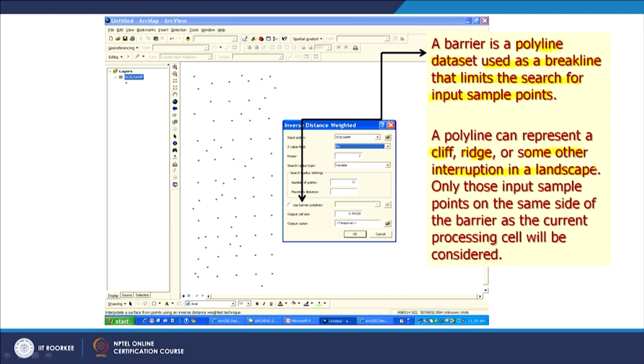Even a stream, in the case of groundwater or surface water, can be considered as a break line, and only those point samples on the same side of the barrier as the current processing cell will be considered. So, this controls your surface, and when you create a surface using barrier lines and you have prior knowledge about that, then your surface would be a more real one, closer to reality than without using barrier lines.